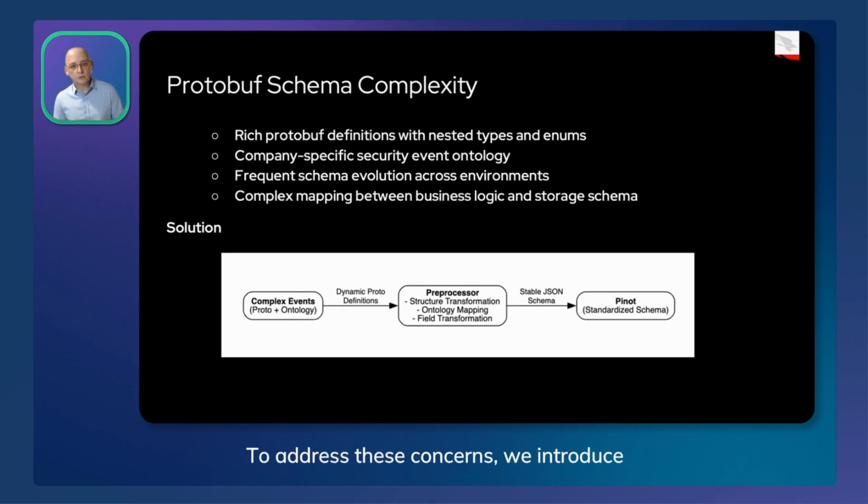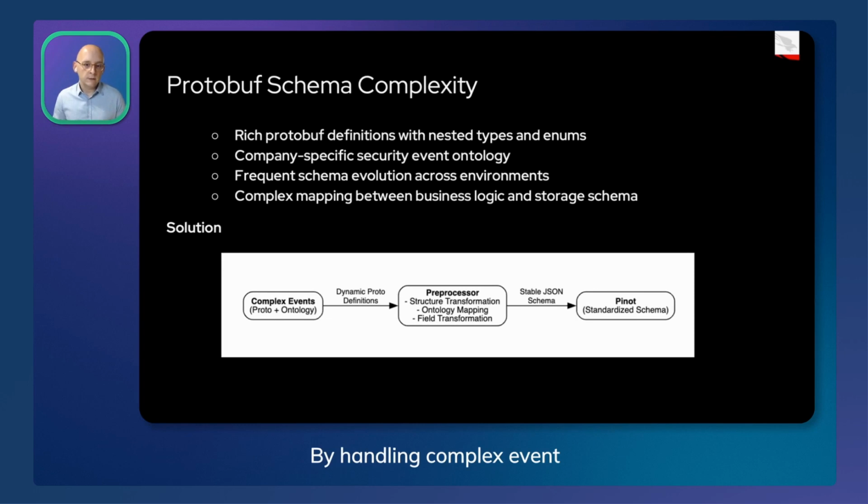To address these concerns, we introduced the preprocessor layer as shown in the diagram. It handles complex event parsing and outputs a lean event. The schema of the lean event is tailor-made for the schema of the Pinot table. The preprocessing layer generates the lean event in JSON format, which does not require any descriptors to be parsed by Pinot consumers, so no restarts are required.